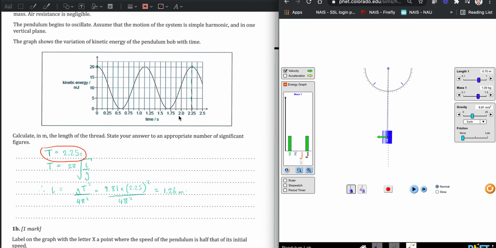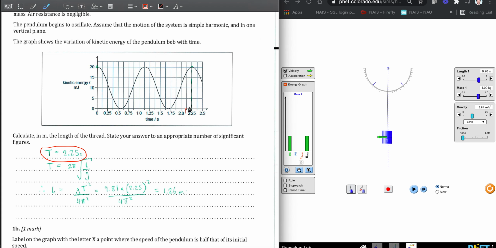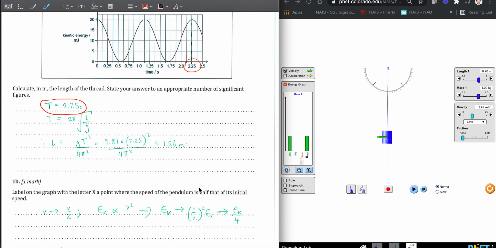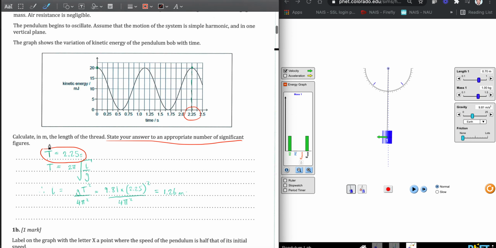Okay, so that's one key point here: making sure we identify our period as 2.25. That's one marker. We then need to do the calculations, which I'm sure most people are okay with. And we need to be paying attention to the fact that we're stating our answer to an appropriate number of significant figures. Well, our T is given to 3 significant figures.